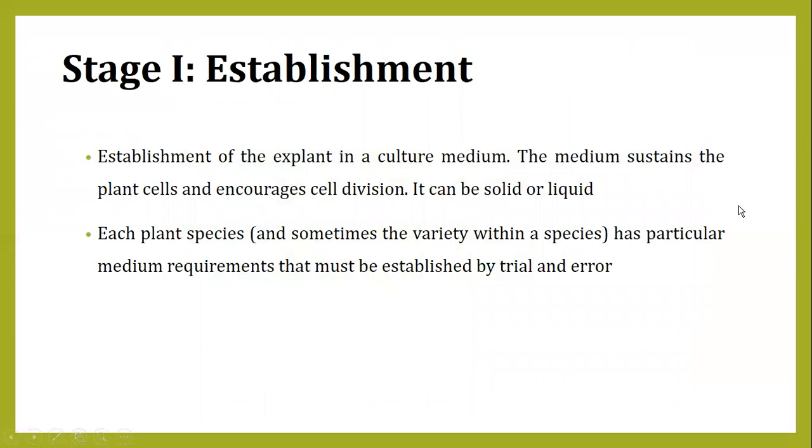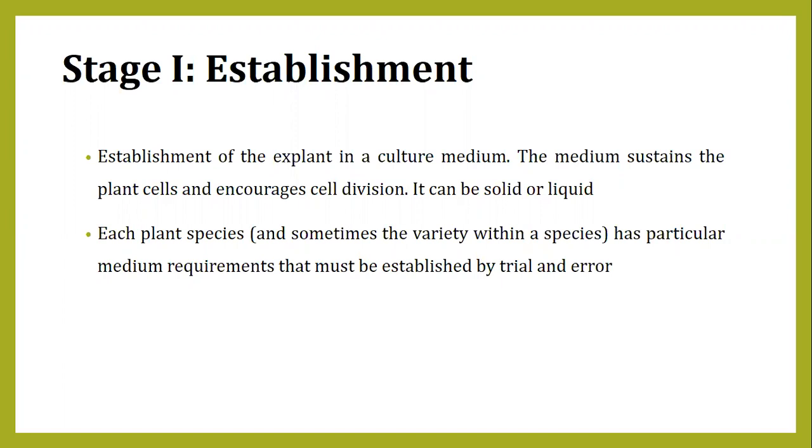So now we go to the brief explanation. So in the first stage, which is establishment, the selection of explant is done, depending upon the type of experiment and depending upon the requirements. So after the selection of explant, the disinfection is done.